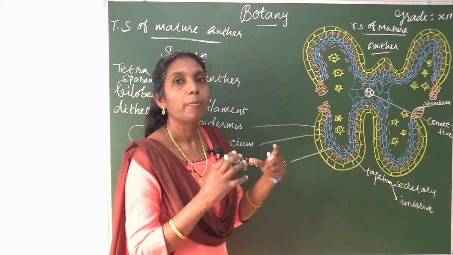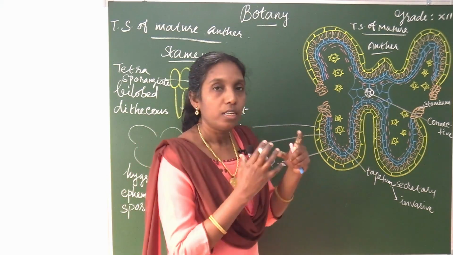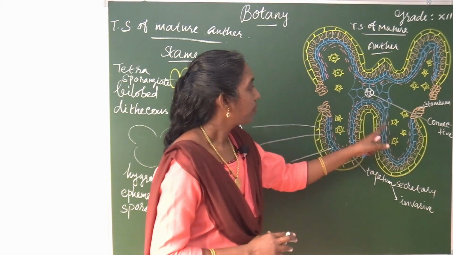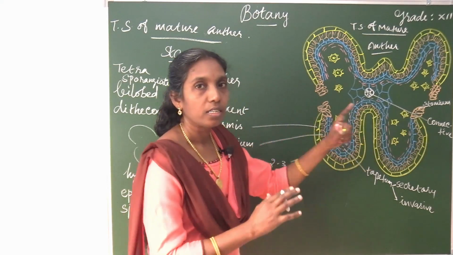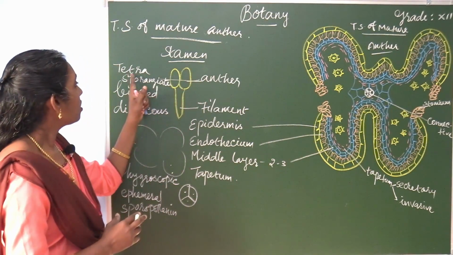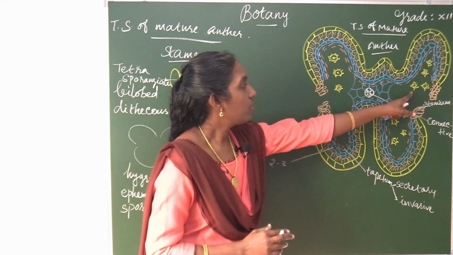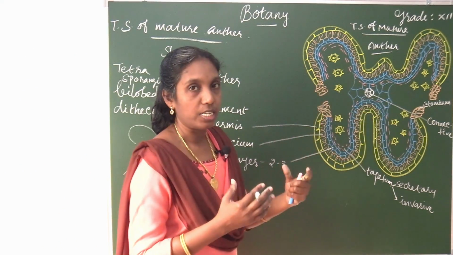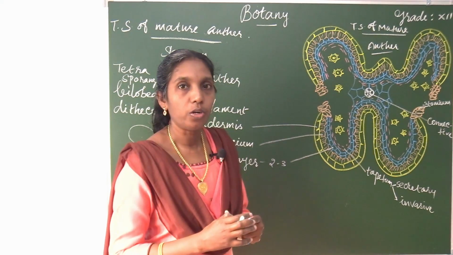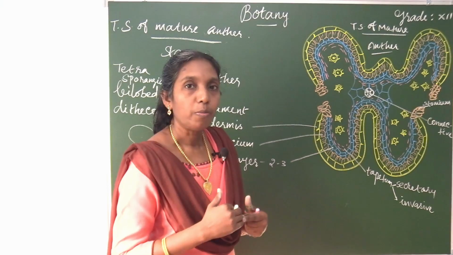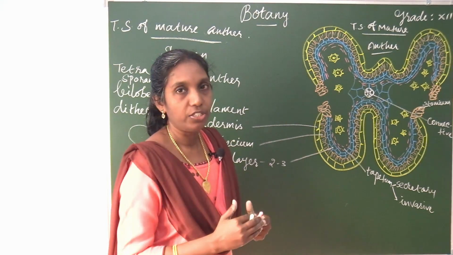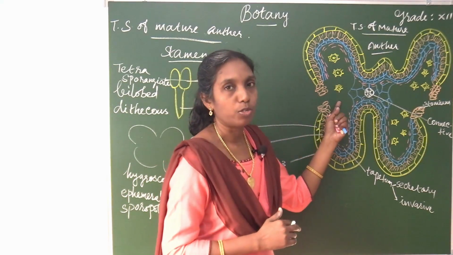Then microspores. Inner to this anther wall there are cavities. As I mentioned earlier, a typical anther is tetrasporangiate. So this sporangium, microsporogenesis. What's meant by microsporogenesis? Development of microspore from microspore mother cell. When the microspore mother cell undergoes meiotic division, it forms microspore.